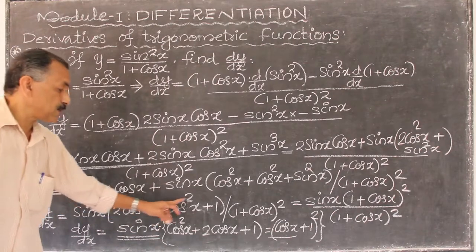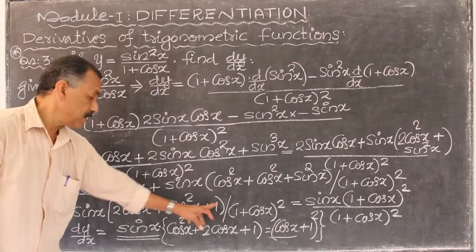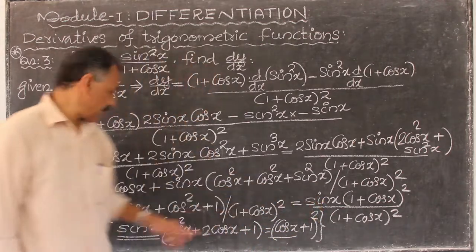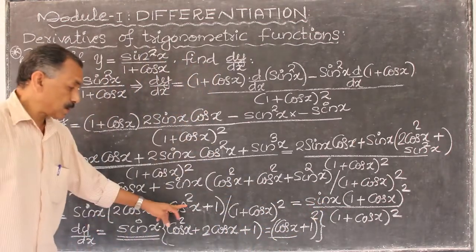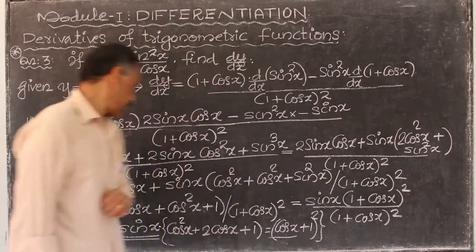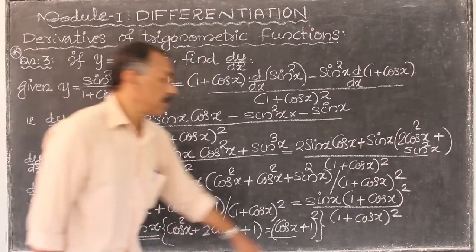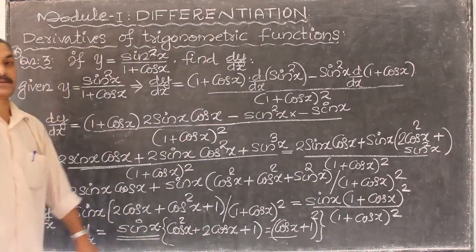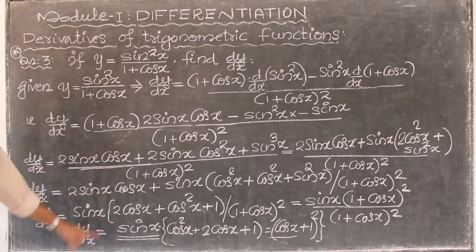അങ്ങനെ 2 cos x plus cos square x plus 1 എന്നുള്ളതിനെ നമുക്ക് cos x plus 1 whole square എന്ന് എഴുതാം. Sin x into the sin x into the cos square x plus 2 sin x plus 1 means 1 plus cos x whole square. ആ 1 plus cos x whole square ഞാൻ ക്യാൻസൽ ചെയ്യും. ബാക്കി വരുന്നത് sin x ആയിരിക്കും, derivative dy by dx is equal to sin x.